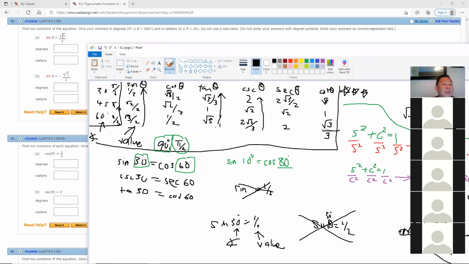So if you look carefully here, they ask you for sine theta is √2/2. So you need to figure out what is theta in this case in degrees and radians. This is the same thing we did early on in 6.2. So sine theta is √2/2. When I ask you for degrees, what angle gives us √2/2 for sine?